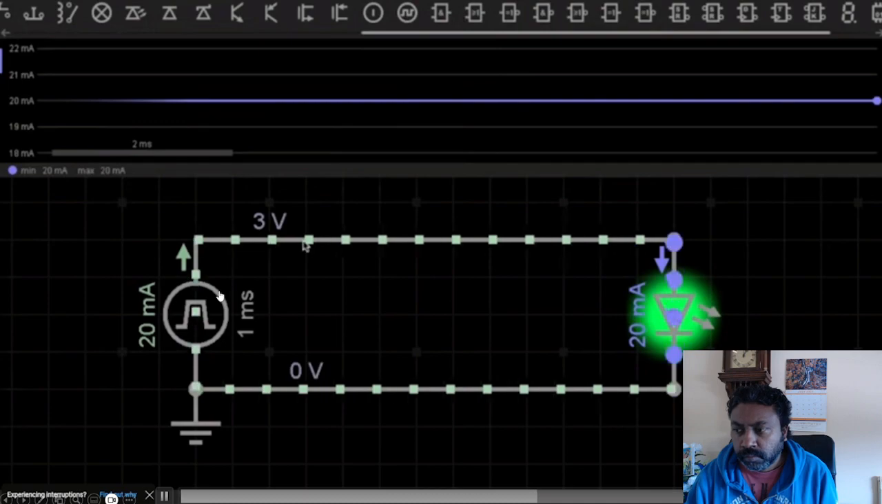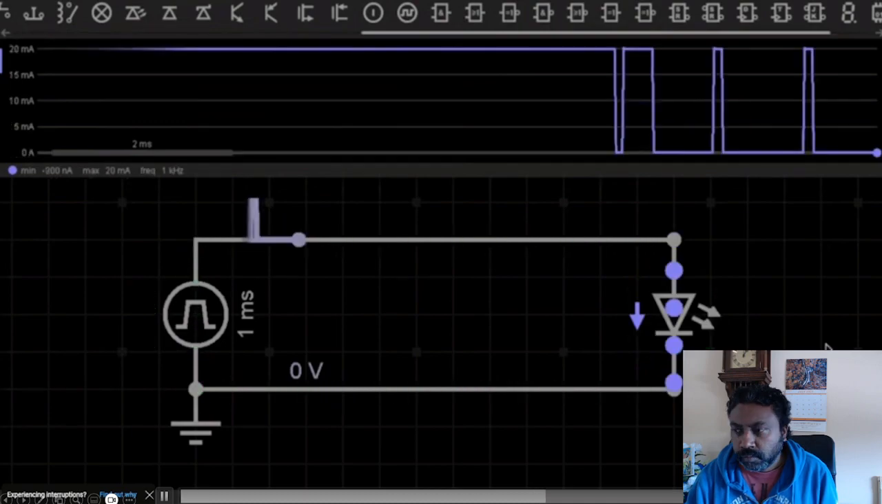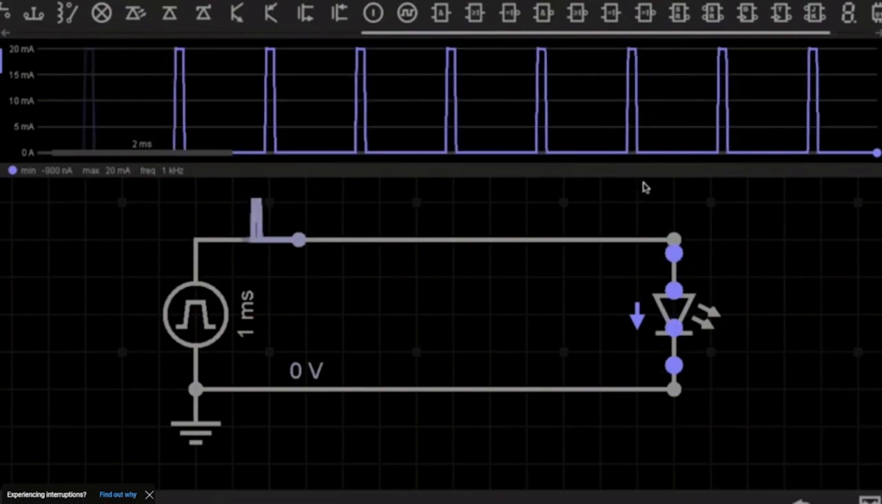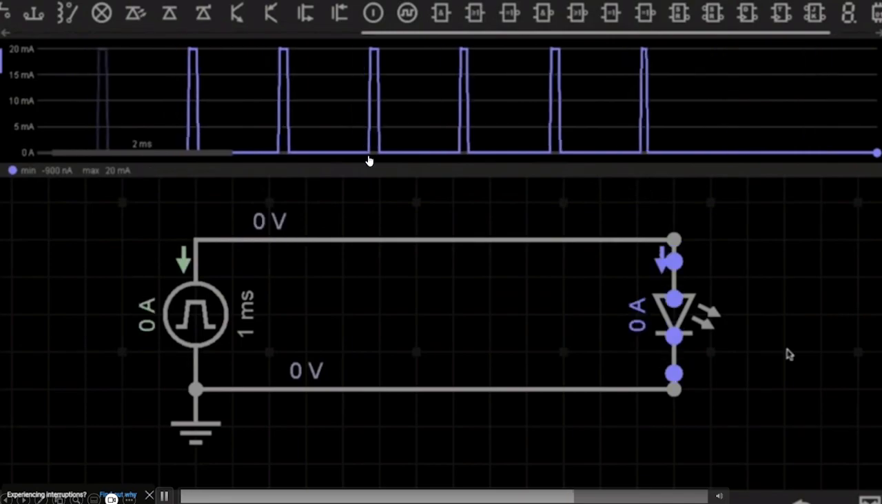If I decrease the pulse width to 10%, you can see that the circuit is off most of the time, and only pulses on very quickly, 10% of the time. If I change the pulse width to 0%, you can see that the circuit remains off all of the time.